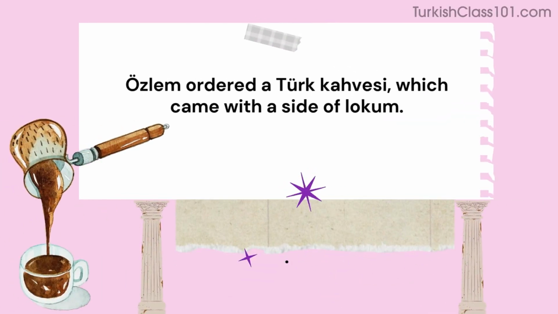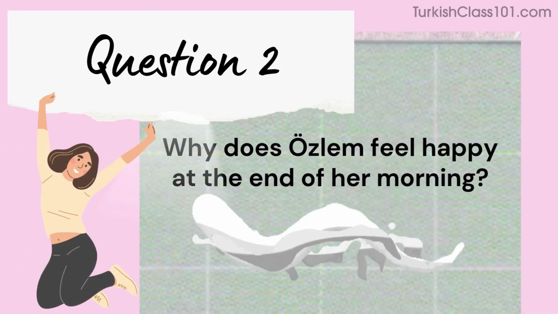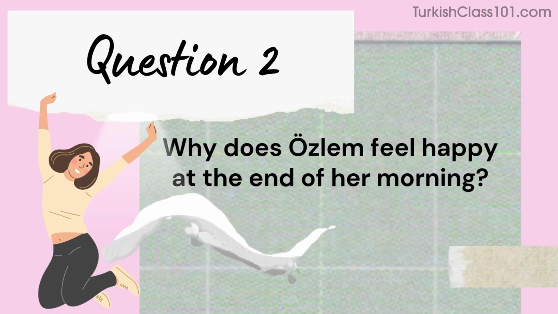Özlem ordered a Türk kahvesi, Turkish coffee, which came with a side of lokum. Why does Özlem feel happy at the end of her morning?